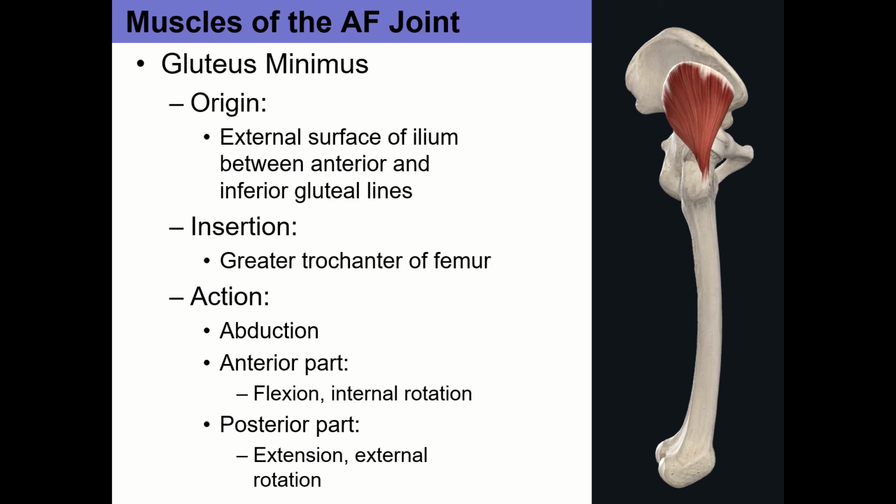Glute minimus originates between the anterior and inferior gluteal lines. It also inserts onto the greater trochanter, but more on the anterior aspect than the medius does. So it is a hip abductor. The anterior fibers are flexors, internal rotators. The posterior fibers are extensors, external rotators. So anterior flexor, internal; posterior extensor, external.